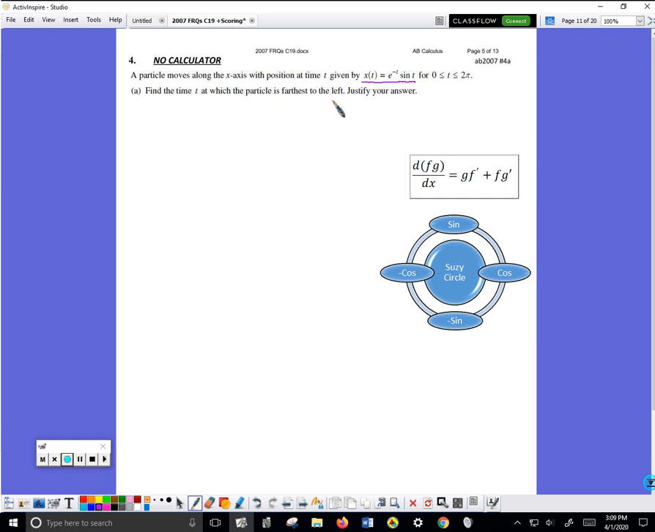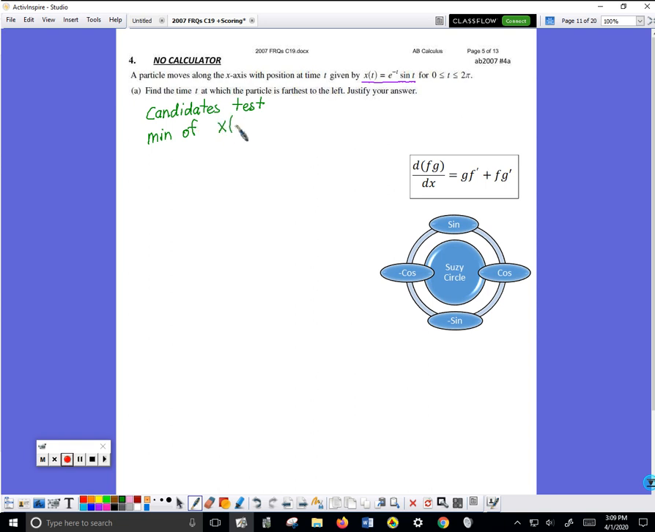Okay, this is where you have to remember, I call it the min-max theorem. The AP test sometimes refers to it as the candidates test. Pick whichever word is easier for you to remember. The key idea is that if I'm trying to find when the particle is farthest left, I'm trying to find the minimum of the position.